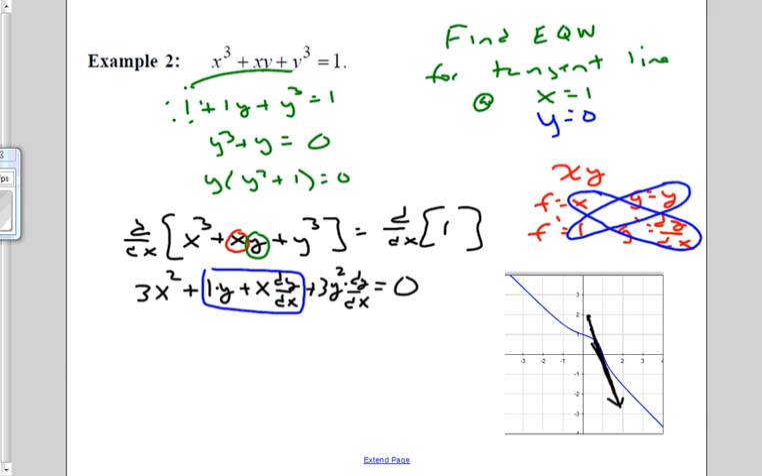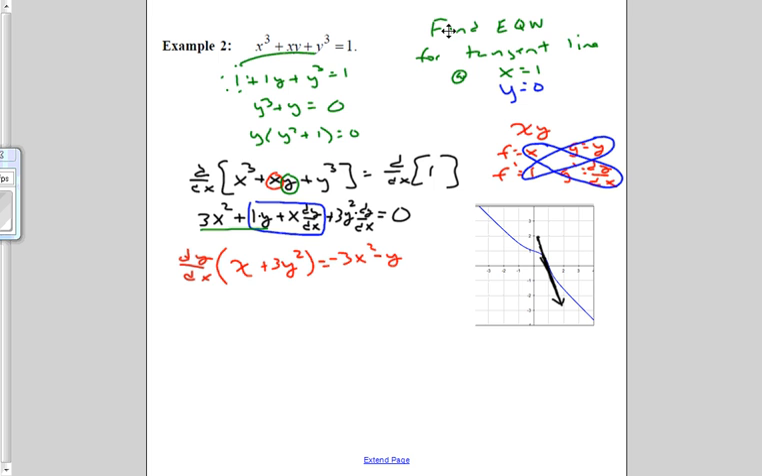Okay, so once we get here, now we need to solve for dy dx. So let's move everything without a dy dx over to the other side and factor out a dy dx. We get dy dx times (x plus 3y squared) equals negative 3x squared minus y. And then dividing, we get dy dx equals (negative 3x squared minus y) over (x plus 3y squared). And that's our derivative for any x and y value.